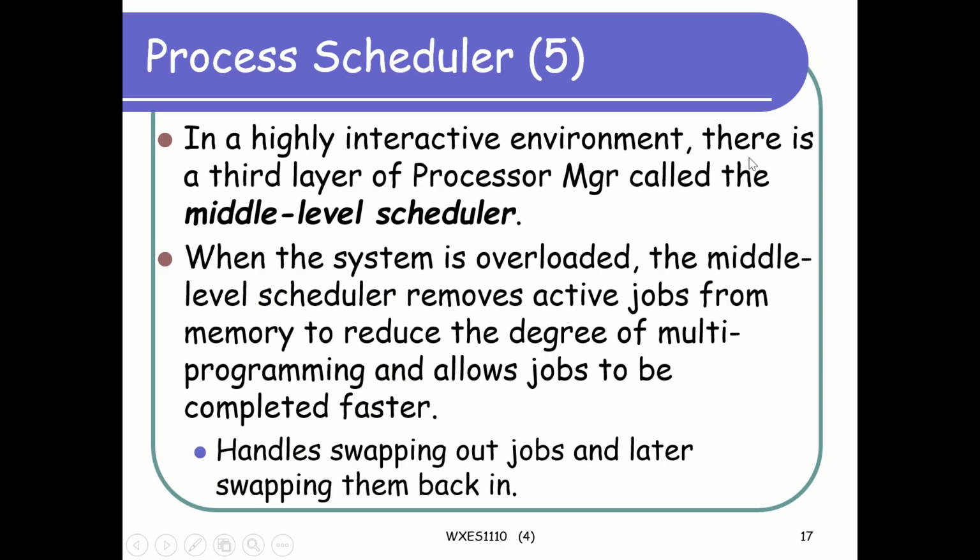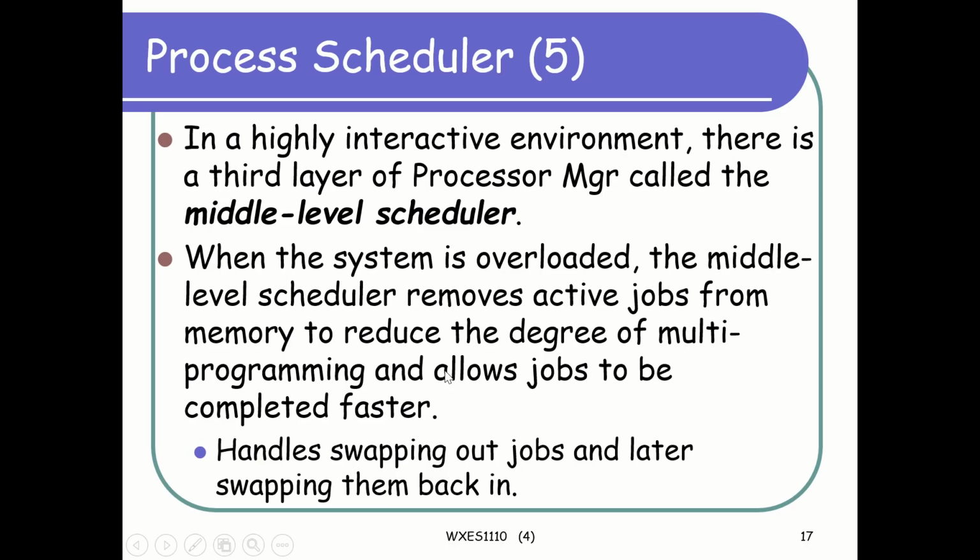So in a highly interactive environment, there is a third layer of process manager called the middle level scheduler. When the system is overloaded, almost full its capacity or over its capacity, the middle level scheduler removes active jobs from memory to reduce the degree of multi-programming and allows jobs to be completed faster. So when there are overloaded jobs, the middle level scheduler will remove any active job from memory to reduce the degree of multi-programming and allow jobs to be completed faster. So it handles swapping out jobs and later swapping them back in.